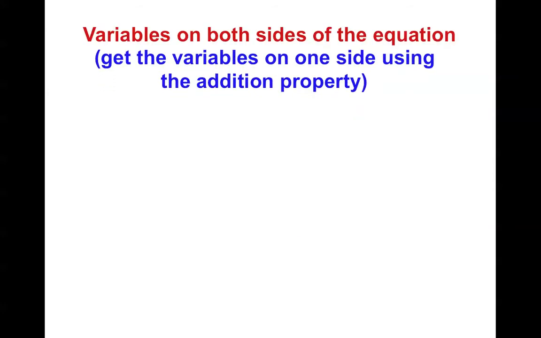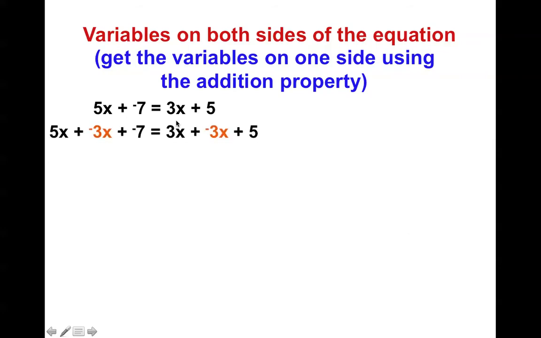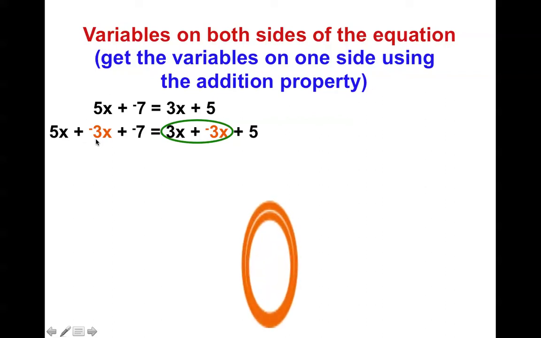So let's check this out. If you have variables on both sides, we say get all the variables on one side using the addition property of equality. In a situation like this, notice I have 5x's on one side, 3x's on the other. So if I eliminate 3x's from both sides, that gets me a zero pair on this side. 0 plus 5 is 5. And over here, 5x plus negative 3x equals 2x's.